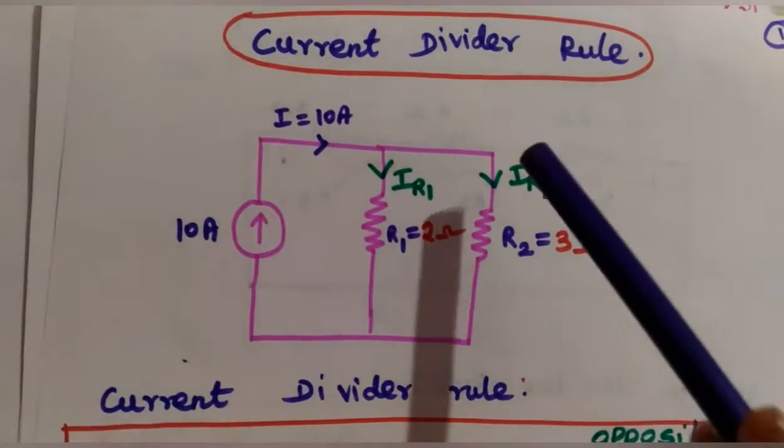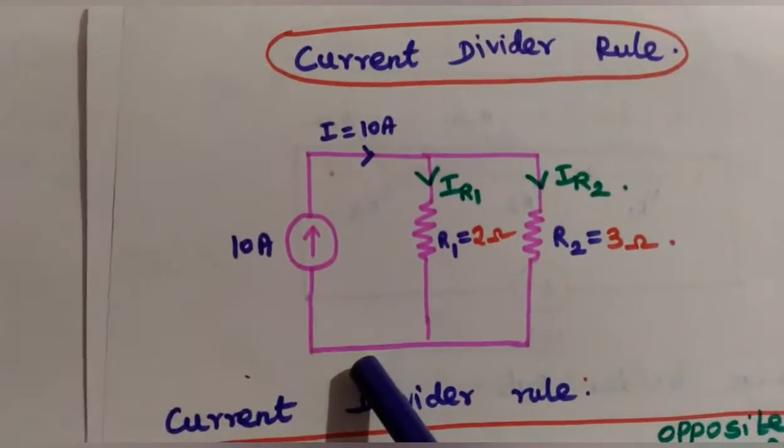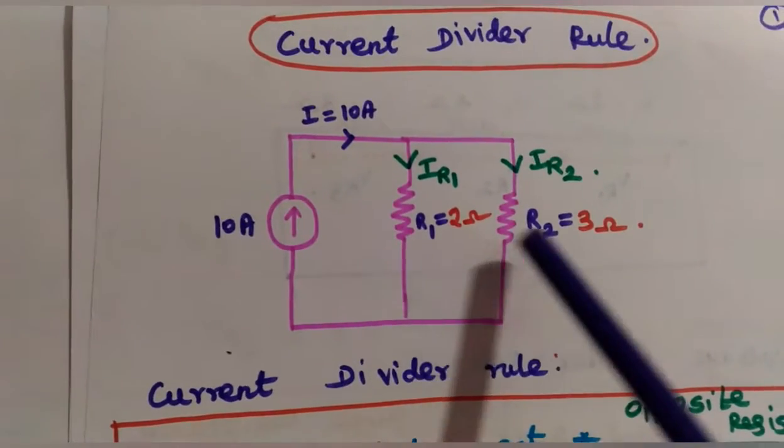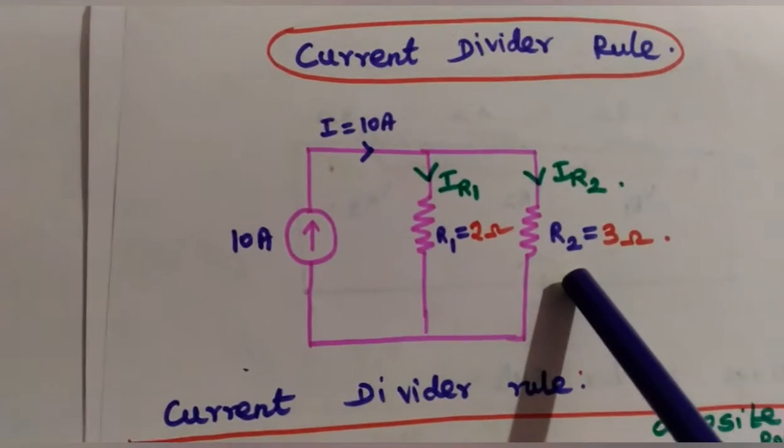First, let us see the current divider rule problem. This is the example problem. Here the 10 amps is the total current given to the parallel circuit. R1 and R2 are the resistances. R1 is 2 ohms and R2 is 3 ohms.